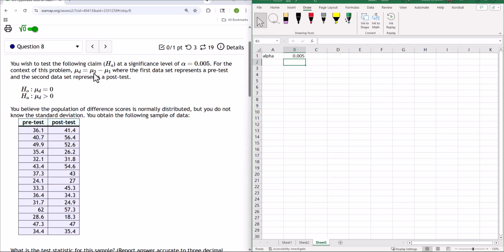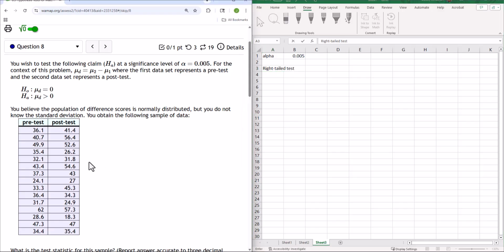For the context of this problem, the mean of the differences of the population is mu sub 2 minus mu sub 1. The first data set represents a pretest and the second data set a post-test. Our null hypothesis is that there is no difference. The difference equals 0. And the alternate hypothesis is that the difference is going to be greater than 0. So we are dealing with a right-tailed test.